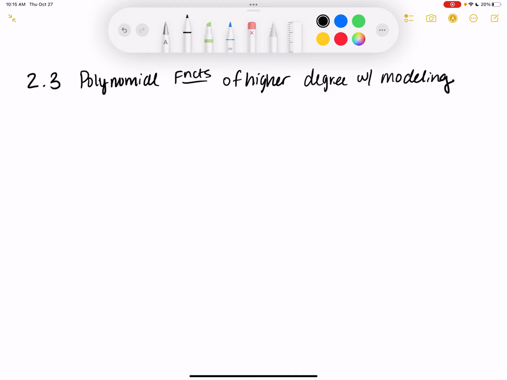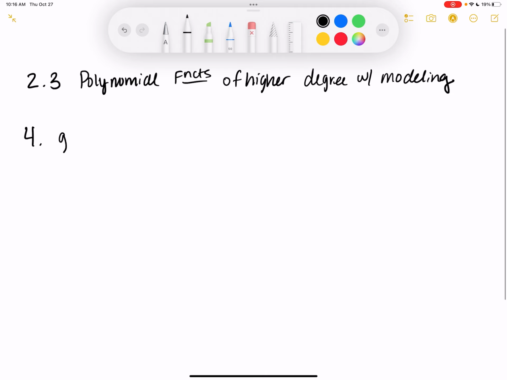So the first one says describe how to transform the graph of an appropriate monomial function x to the n, so whatever power it's raised to, into the graph of the given polynomial. So it's going to follow the same rules that we've had for all the other ones, in terms of in the parentheses it does this, outside it does that. So nothing really different about those. So just doing two of those.